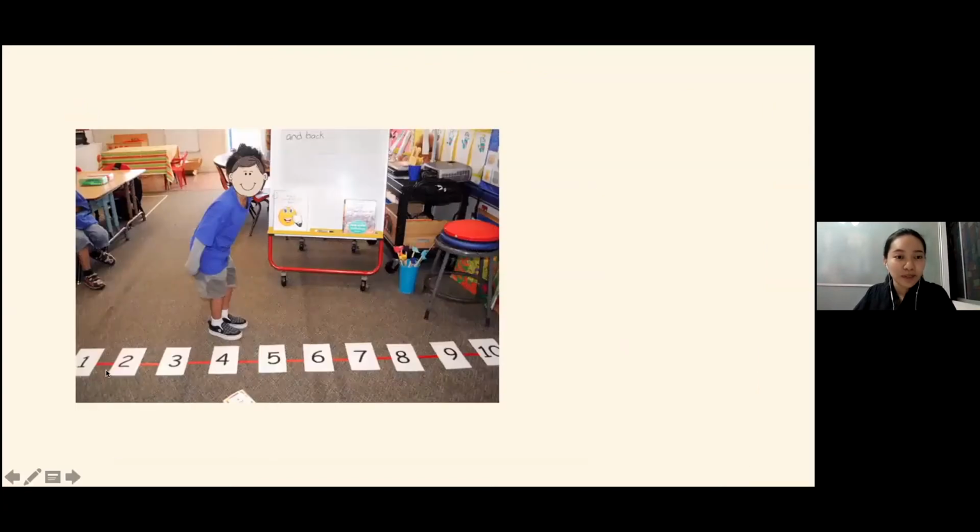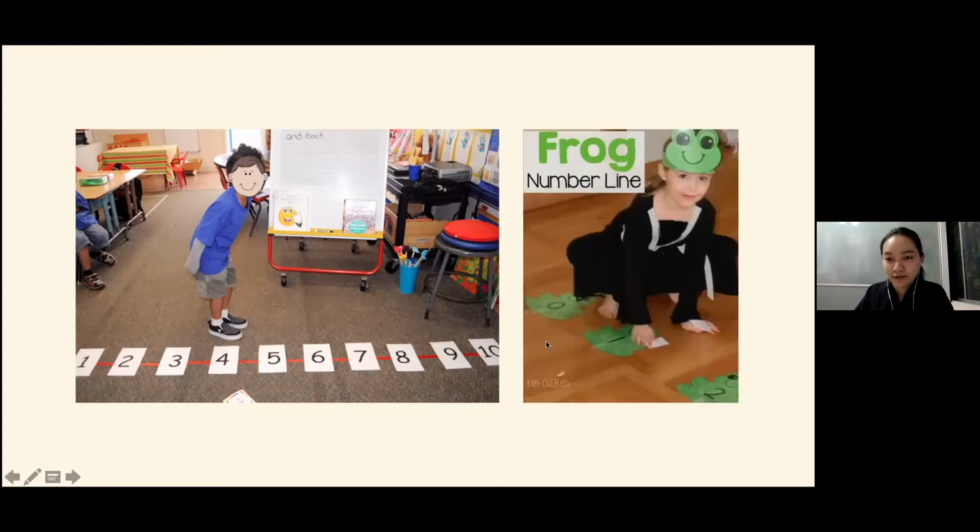So for example, in the class, you can have the number line and ask the kid, okay, now we have 4. Can you jump 2 more steps forward? And then the kid will jump 5, 6. Oh, no, they will count 1, 2, and then look at what number they landed on. And also you can ask them to act like a frog.